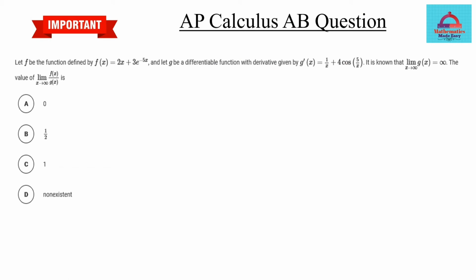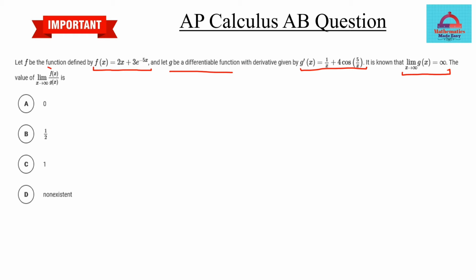So let's now solve a very important AP Calculus AB question. This is a multiple choice question, and I'm going to explain each step of the question, how we are going to arrive at the solution. So there is a function given to us, f of x, which is this one. Then you are given another function g prime of x. This is the derivative which is given. You're not given the function g. However, you are also given one condition here, that the limit as x approaches infinity of g of x is infinity.